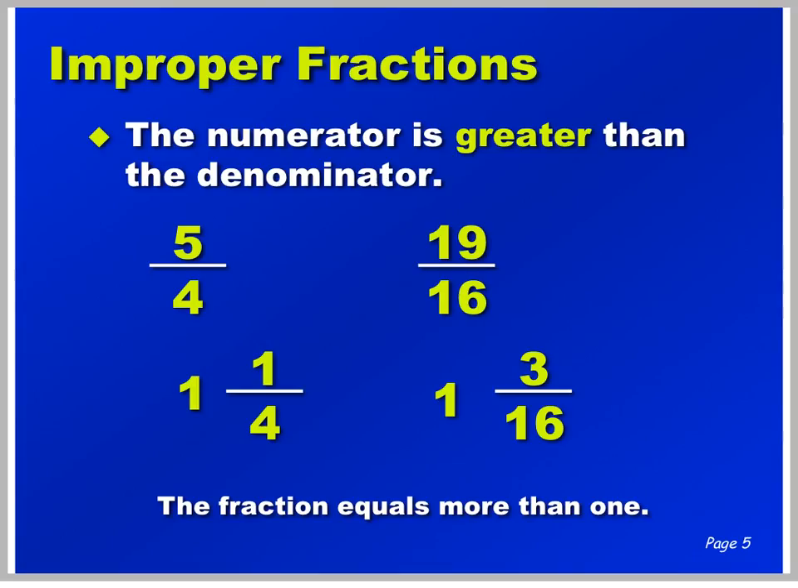Both these fractions can be reduced to mixed numbers by subtracting the 4 from the 5, which will give you 1 and 1/4, or subtracting the 16 from the 19, which will give you 1 and 3/16.